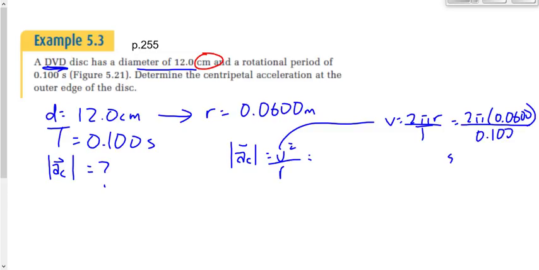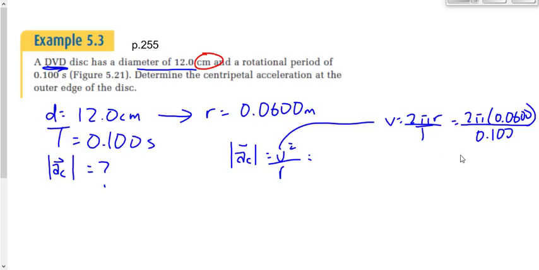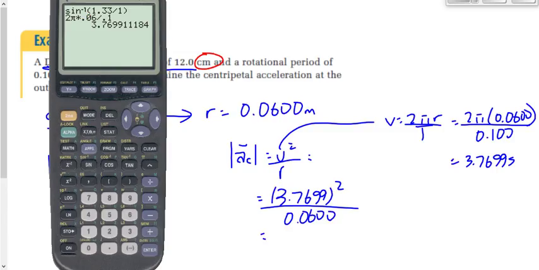Let's figure that out. 2 times pi times 0.06 divided by 0.1 gives me 3.7699. So this DVD, the outer edge of it, that is, would spin around at 3.7699 meters per second. We sub that into here. Want the unrounded number because it's not a final answer yet. Divided by r is 0.0600 meters. Let's square this number, and then let's divide that by 0.06.